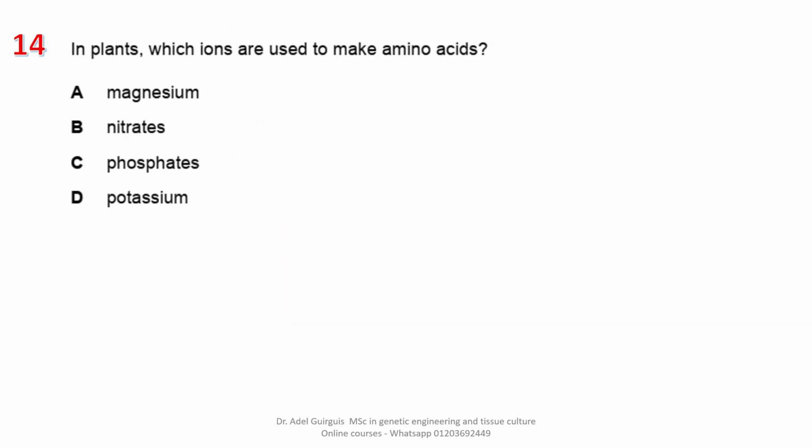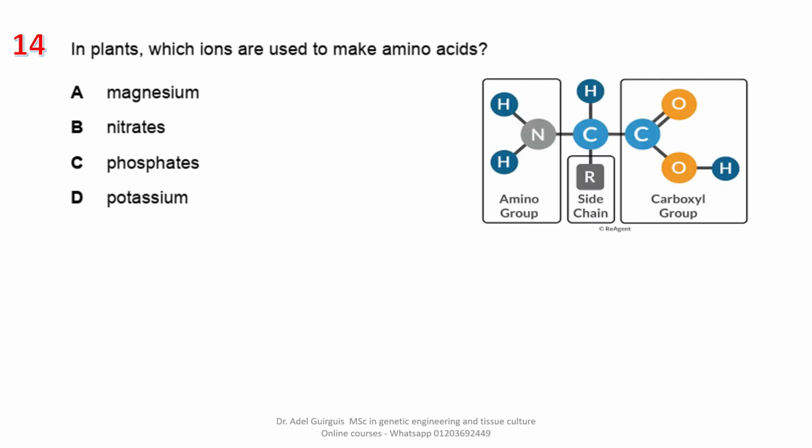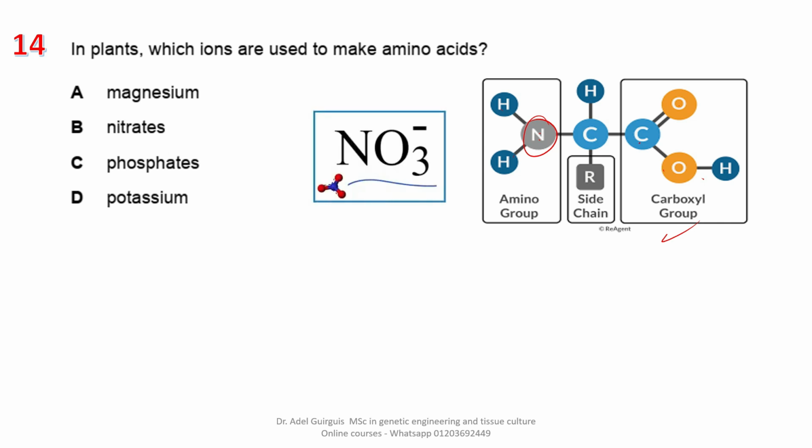Now for number 14. In plants, which ions are used to make amino acids? Look at the amino acid structure. It is formed from a carboxylic acid group containing C double bond OOH, and an amino group NH2. From where does the plant obtain this N? From a certain ion called NO3, nitrate ions, NO3 minus 1, dissolved in the soil. So the answer is B.